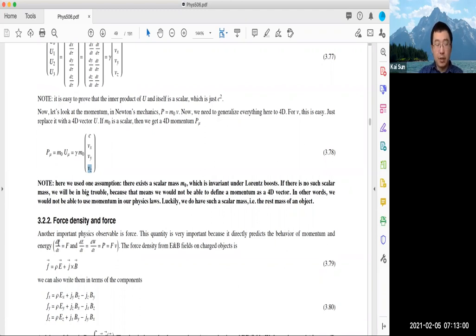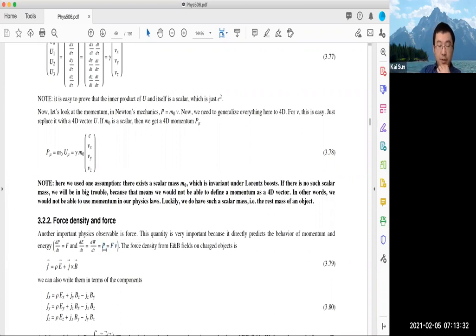For example, we know dp/dt, the time derivative of momentum, should be force. That's what Newton told us. We also know the energy derivative with respect to time is the same as the derivative of work with respect to time. This W is the work done by the exterior, the environment, on the system. The work derivative with respect to time is the so-called power. Newton also told us power should equal force times the velocity of the object.